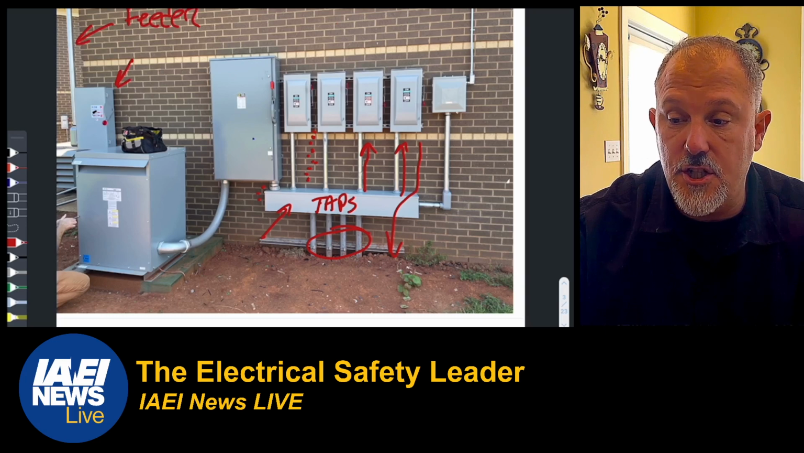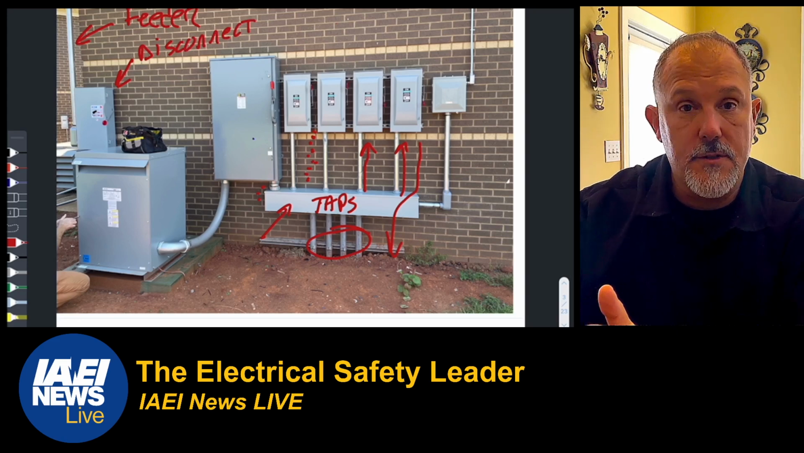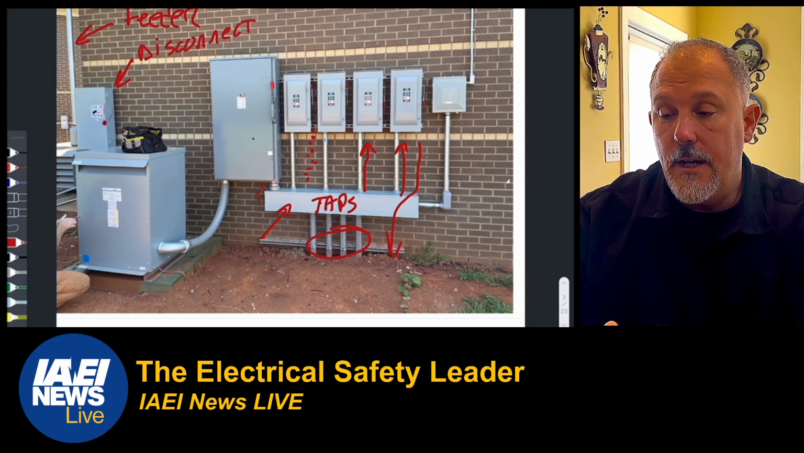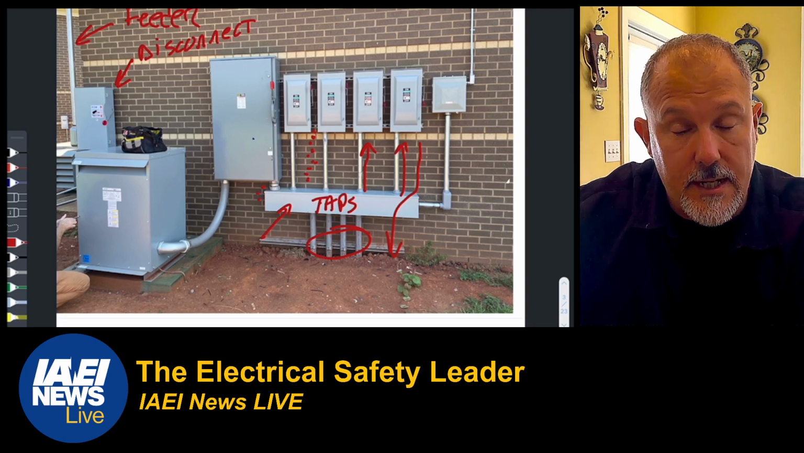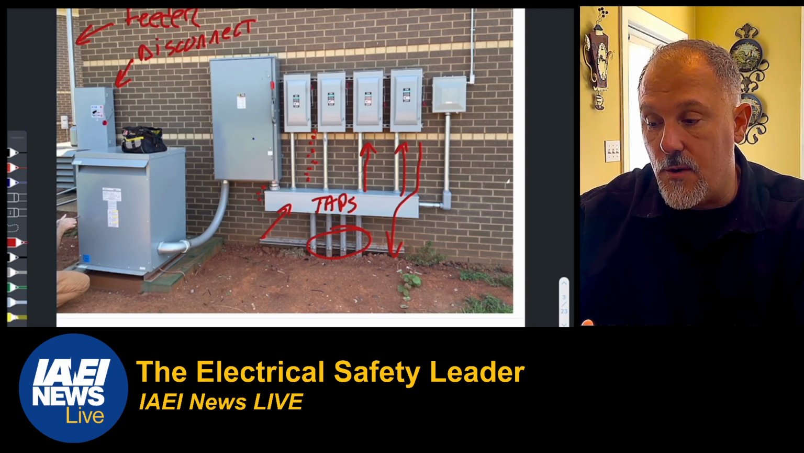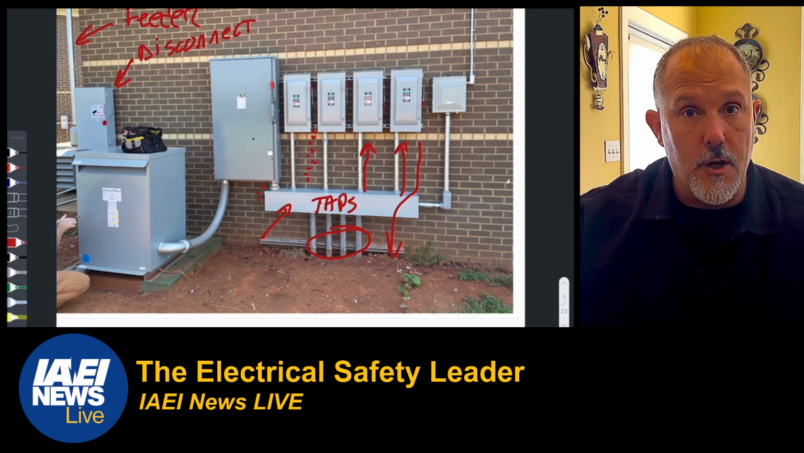Remember, this is just a disconnect. There is no fuse inside that disconnect. There's a transformer, and then you have a secondary main overcurrent protective device, which is a fusible disconnect switch. And then you move into a trough, and those are taps that are serving the loads through those switches.